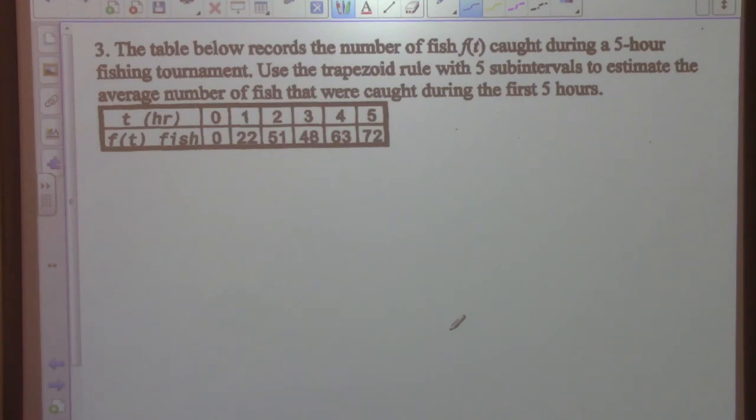This one here actually introduces a new concept of calculus. Yes, it does. But if you just follow the instructions, you notice they're not giving you a rate this time, right? They're saying the number of fish caught during a 5-hour period fishing tournament, but it's not a rate of fish, it's just a number of fish, right?